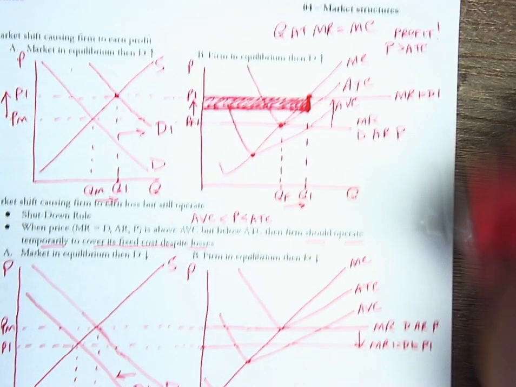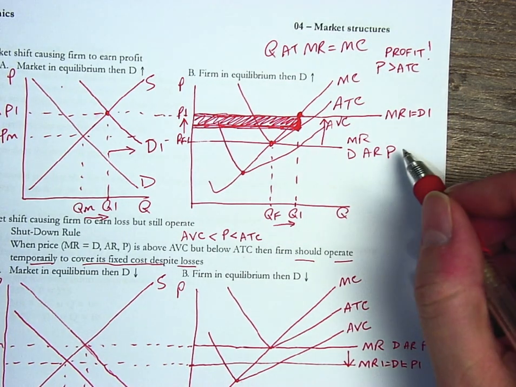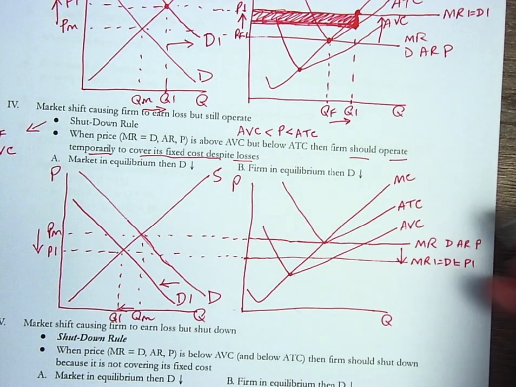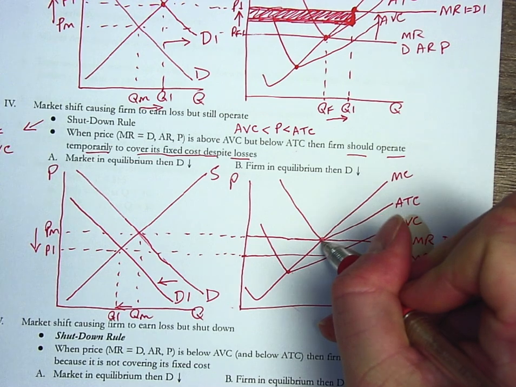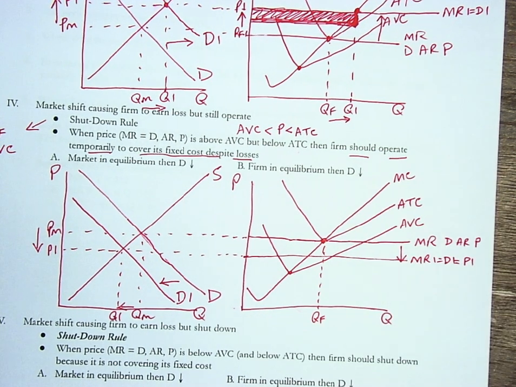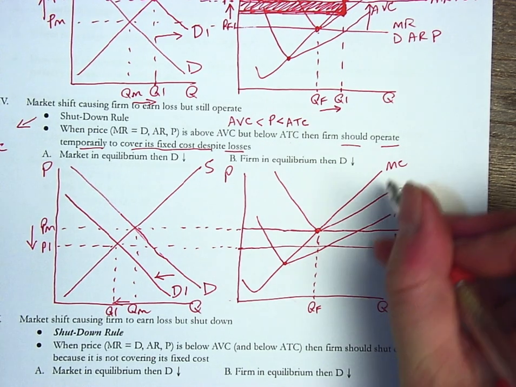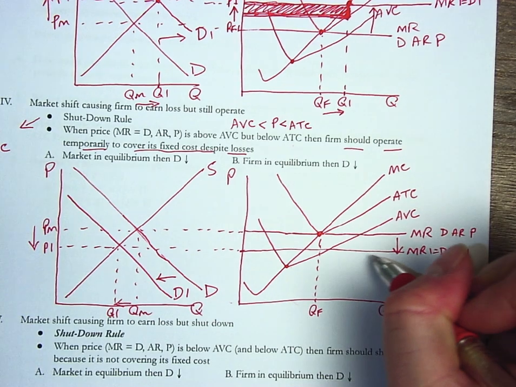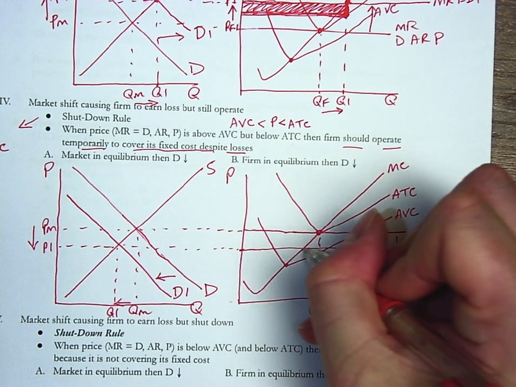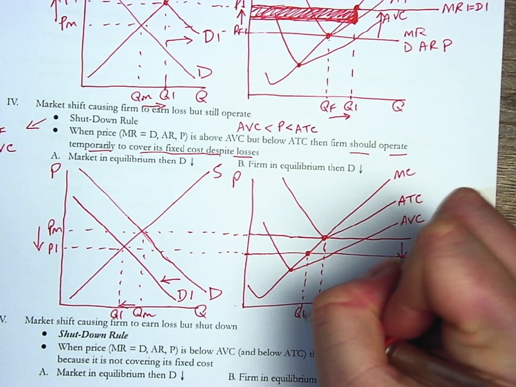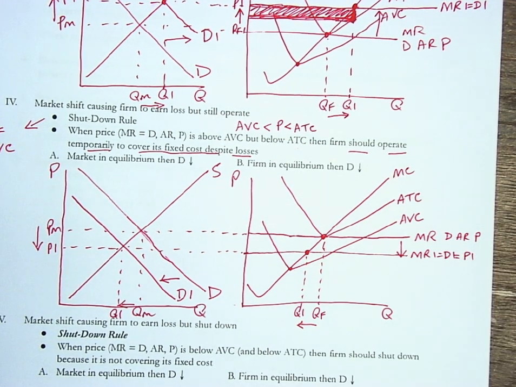Just like up here, MR = D = AR = P shifted up, now it has moved down. We used to be at MR equals MC, at that quantity. But the new amount is the MC to the new MR curve, which is here. Quantity here. So we notice that the firm is going to produce a little bit less.